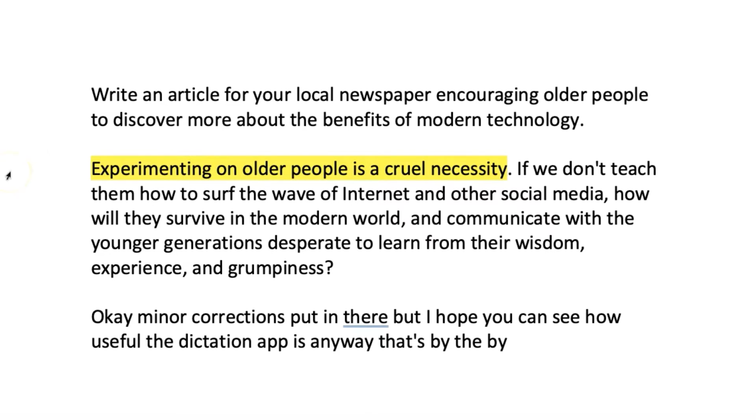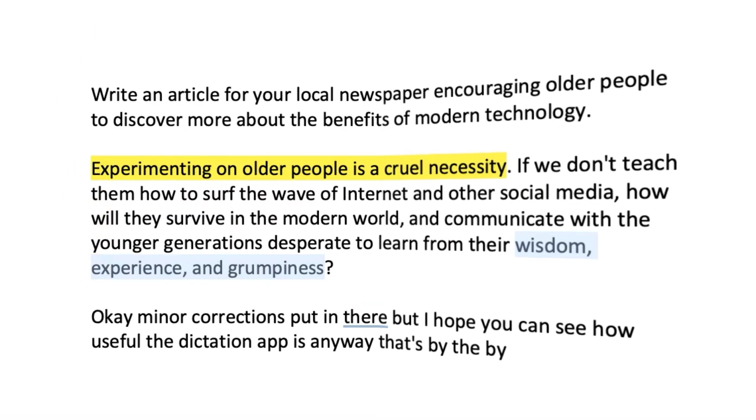So yes, I'm pretty pleased with that idea. I think this is quite a controversial way of starting, and then I've kept up that element of being controversial by surprising the reader with this pattern of 3 here: wisdom, experience, and then grumpiness. Okay, I now have a super original way of starting, which I've stolen from the guide.